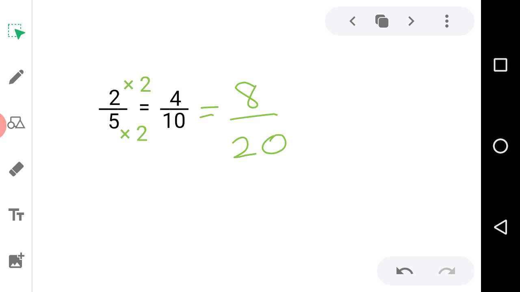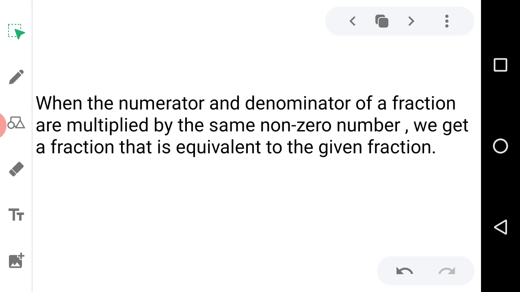Now see, if the numerator and denominator of a fraction are multiplied by the same non-zero number, we get a fraction that is equivalent to the given fraction. Remember, you need to multiply both numerator and denominator by the same number.